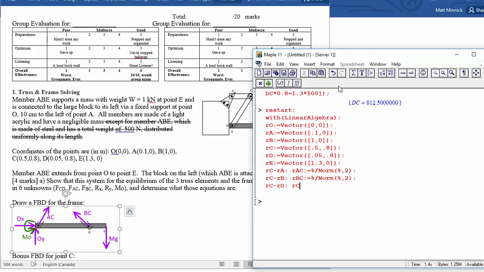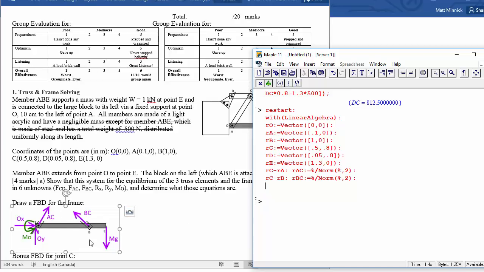From D to C, and then paste it in. Okay, so there you've got all the different unit vectors that you need for a problem. That's defining unit vectors. Now, how are we going to use that in order to write out the components a little bit more easily?